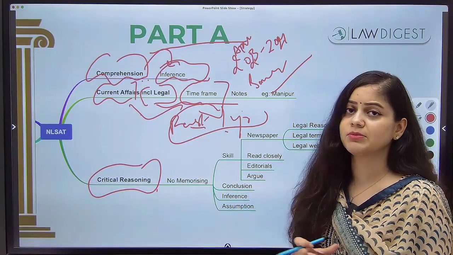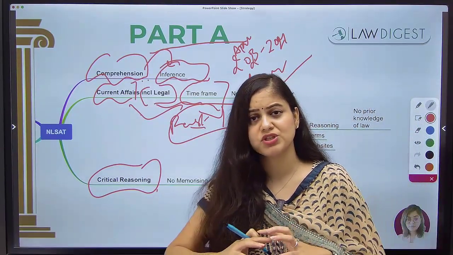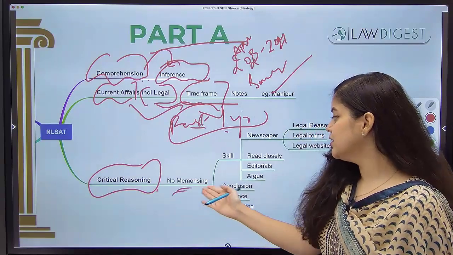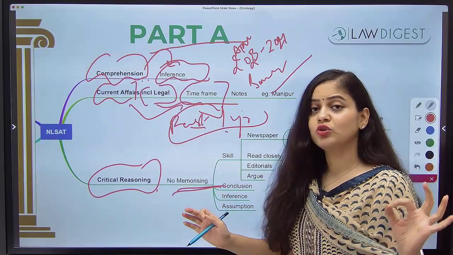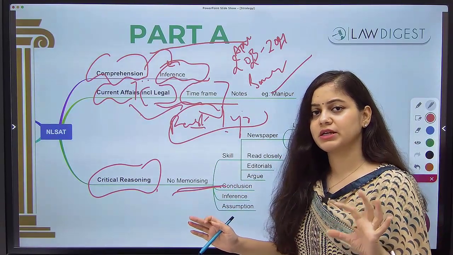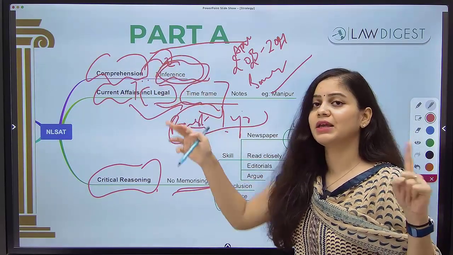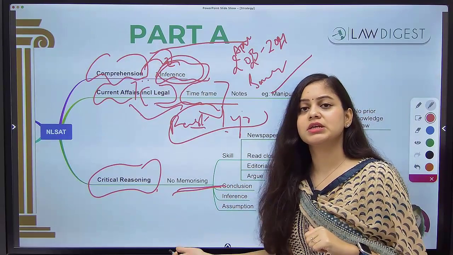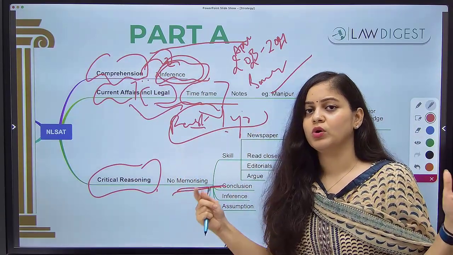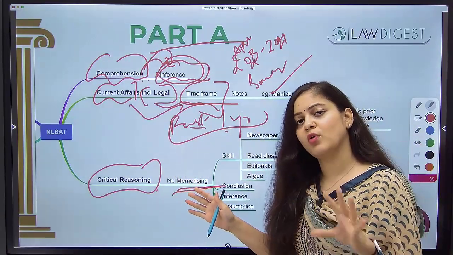Then critical reasoning becomes very important, because this is the area where students get stuck at. In critical reasoning, it's important that you do not need to memorize things. It is all about inference again. Here, this is an inference from English point of view. Critical reasoning is more from logical point of view. Now here, critical reasoning can also involve your legal questions.